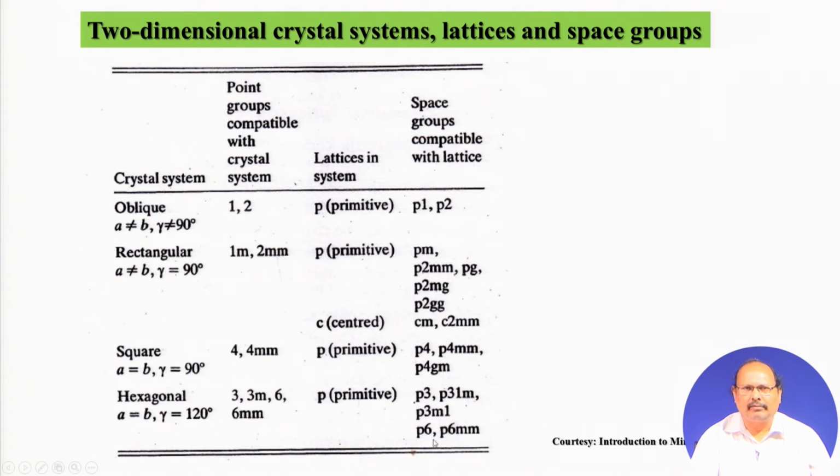And then you have this combination here when you have a vertical 6-fold axis symmetry. So, you have a combination of P 6 and you have P 6 mm.